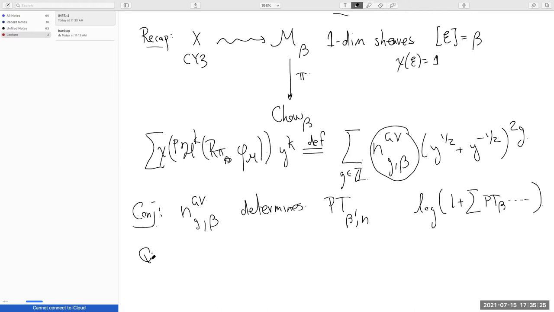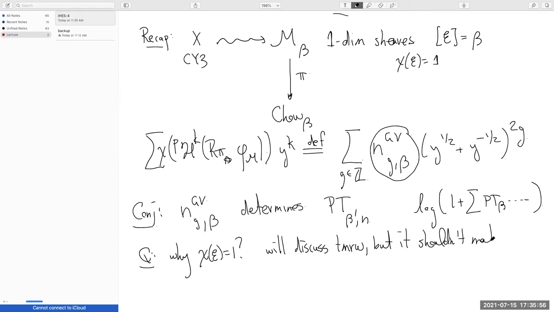One question that I haven't discussed yet, and I'll save for tomorrow, is what's special about taking chi equals one there? In my definition of the moduli space, why not some other value of chi? And in fact, it shouldn't matter. We expect that anything works. I'll discuss this tomorrow, but basically it shouldn't matter. But the fact that it doesn't matter is a non-obvious constraint, and that's something you can explore separately.